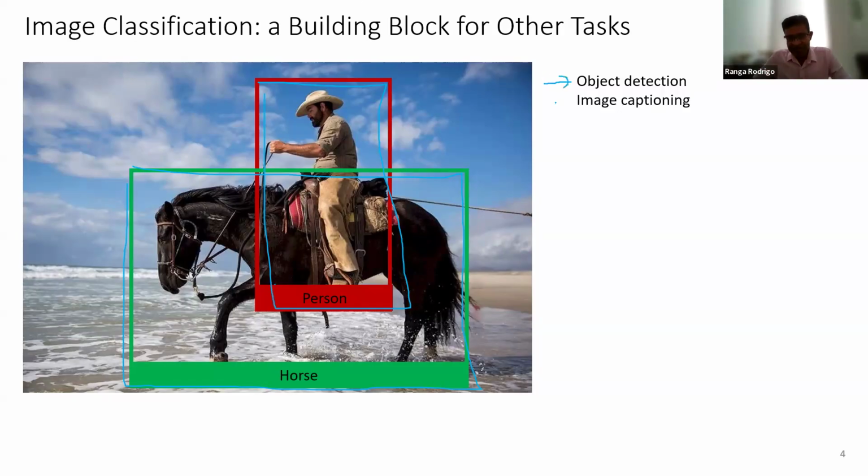And even for image captioning, this is important. So maybe if we know the class of the image, then we can write a caption to that image, a brief description of the image.